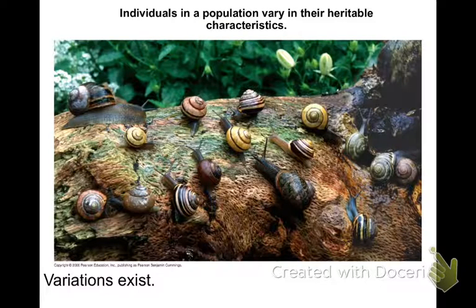Okay, so the first thing that he put forward was that variations exist. Individuals in a population vary in their heritable characteristics, meaning no two individuals are the same. They have variations, they have some specialization. In this image, you would just call them all snails, but if you notice, their shells are different shades and different sizes, and so different environmental niches would be favorable for them to survive and continue to proliferate.